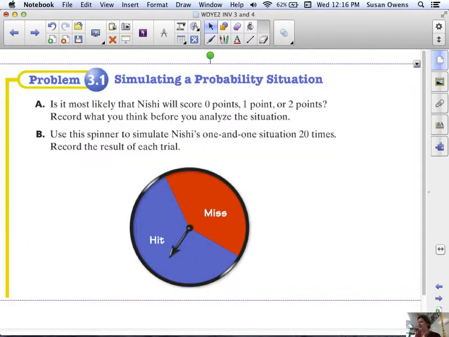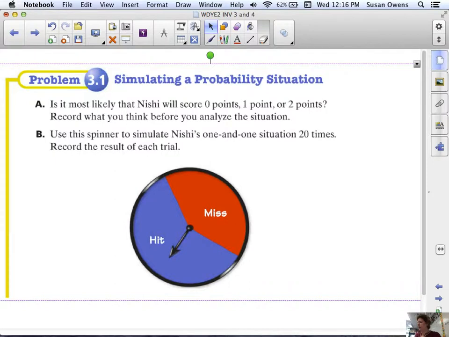So the first question we have is: is it more likely that Nishi will score 0 points, 1 point, or 2 points? Record what you think before you analyze the situation. We know she has more of a chance of making a free throw than missing one, but what's the chance that she's going to make 2 in a row to get 2 points, or make one and then miss? So first just put down what you think is going to happen. There are no right or wrong answers.